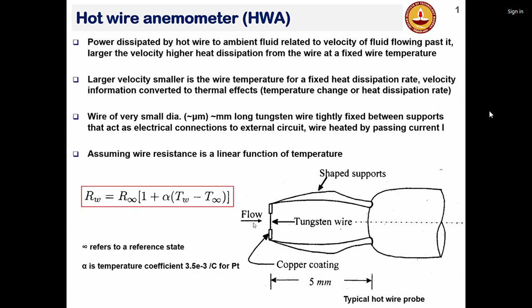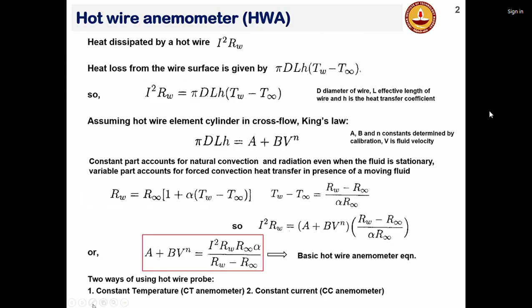When you have flow over a heated wire, there is going to be heat exchange between the cylindrical wire and the fluid. And we looked at the energy balance here by equating the heat that is dissipated by the hot wire because of the electrical heating with the heat loss from the surface of the wire, which is because of the convection. And by equating the two, we arrived at this equation, which is known as the hot-wire anemometer equation.